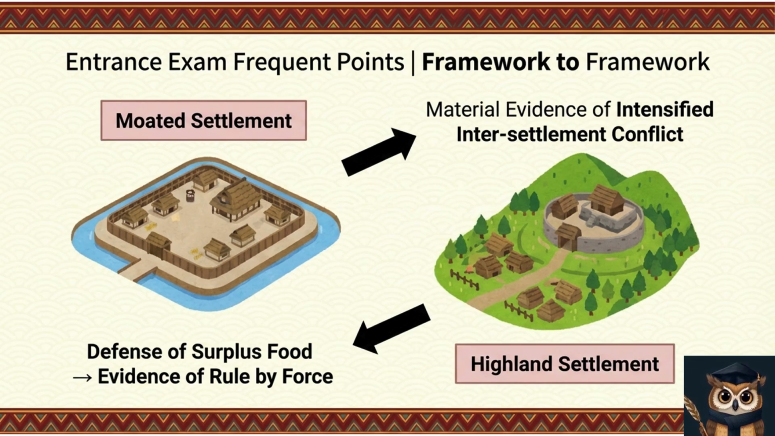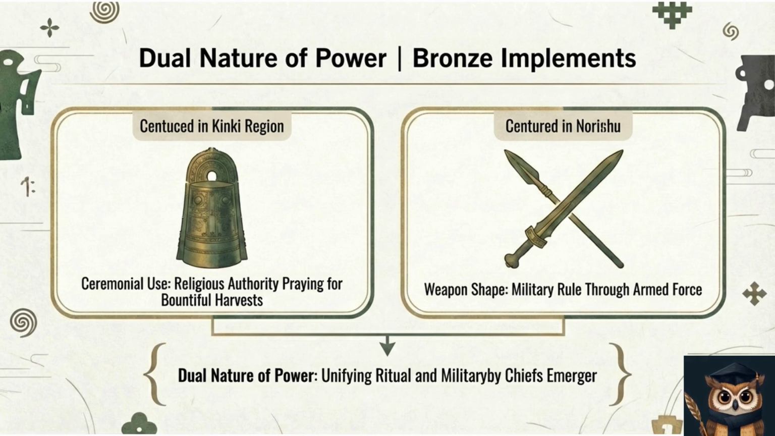Moated settlement, defense in place. Highland settlement, withdrawal to high ground. Together, they paint a picture of a society that had fundamentally organized itself around the threat of war. We've seen how power emerged from surplus. Now let's look at how Yayoi chiefs expressed and legitimized that power, through bronze.